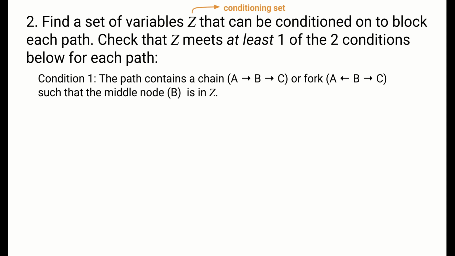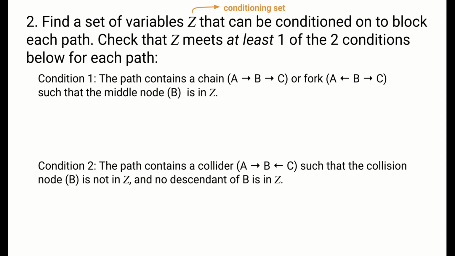The first condition is met if the path contains a chain or a fork at some point within the path, and the middle node of that chain or fork is conditioned on. The rationale for this criterion follows exactly from our discussion of building block structures. Because association flows from start to end in either a chain or fork, we can block that association by conditioning on the middle node.